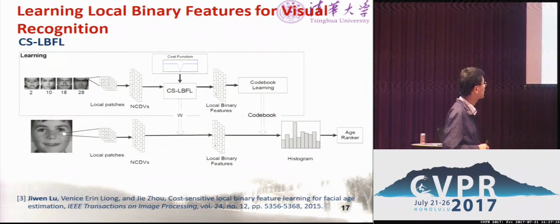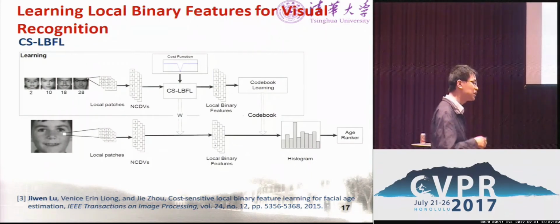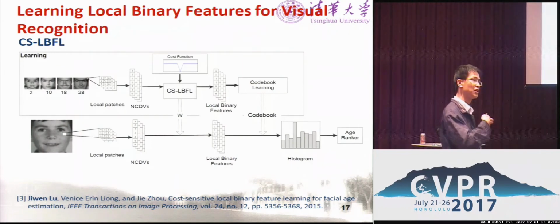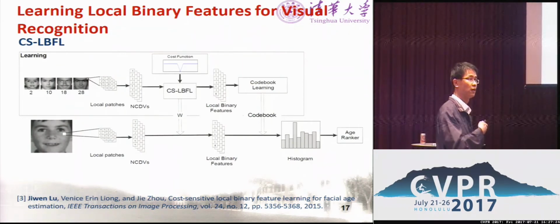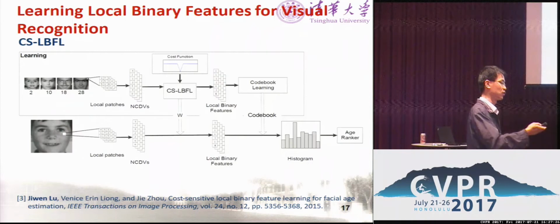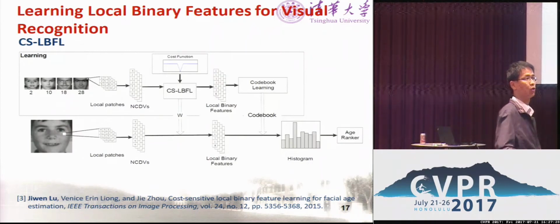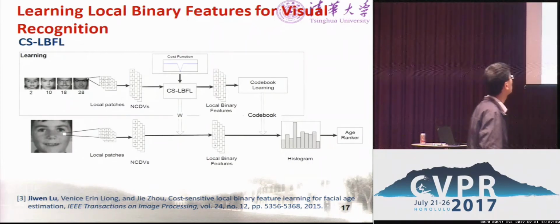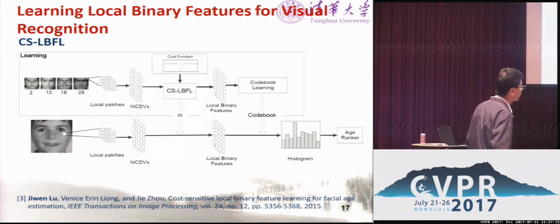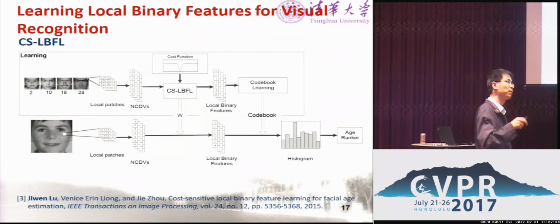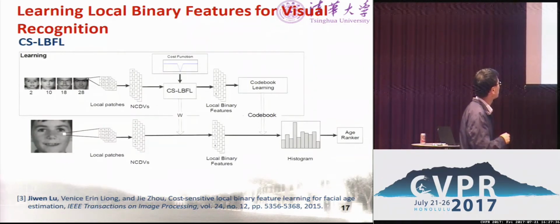But for age estimation, the identity information of these training samples is usually ordinal and ranked. For example, 1 year old, 2 years old, 20 years old. This is ordinal. So what we want to emphasize is that we want to explore this ordinal information to learn the binary feature representations.